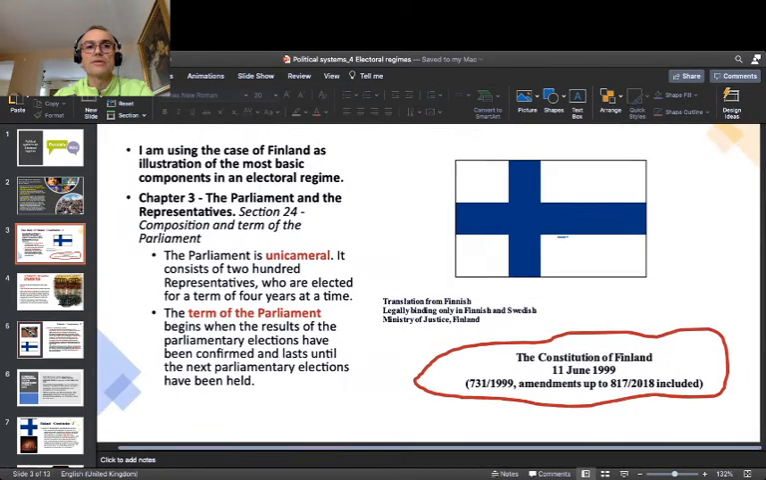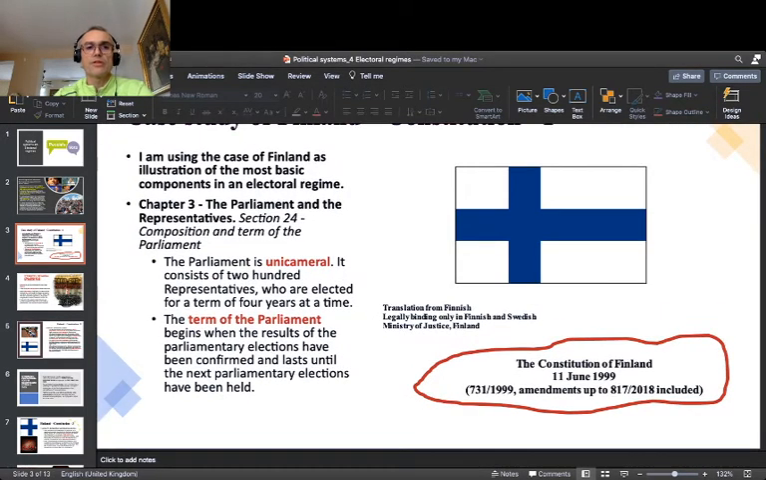Okay, let's go. Chapter 3, the Parliament and the Representatives. Section 24, the composition and term of the Parliament. The Parliament is unicameral. It consists of 200 representatives who are elected for a term of 4 years at a time. The term of the Parliament begins when the results of the parliamentary elections have been confirmed and lasts until the next parliamentary elections have been held.